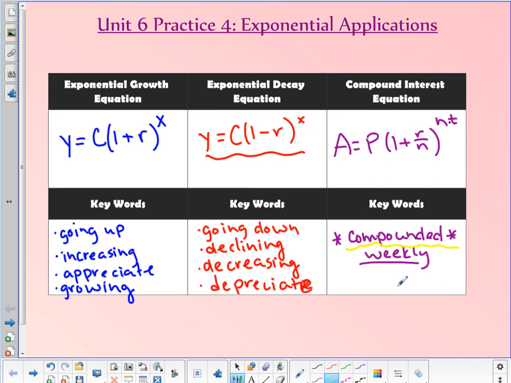So that's what you're working with today in your practice assignment. No new notes. We know how to use the formulas. It's just that you need to decode and decide which one you're going to use. So don't forget to indicate to me which one you decided and maybe circle the word that told you to make that decision. And then come see me if you have questions.